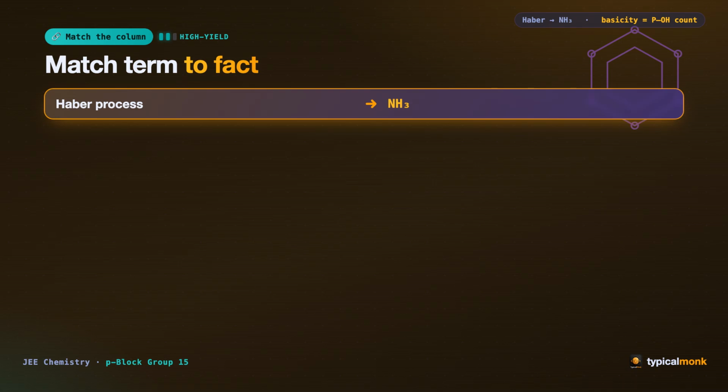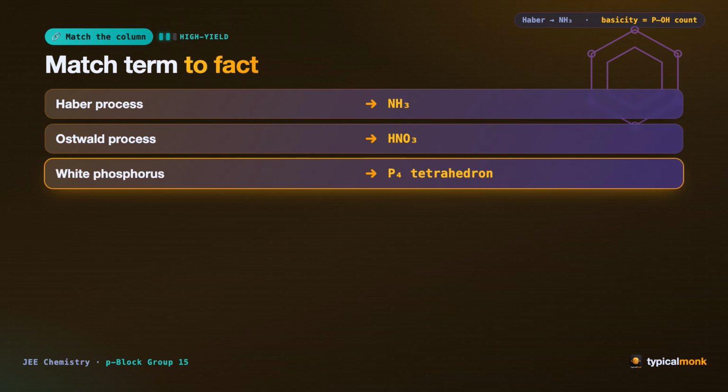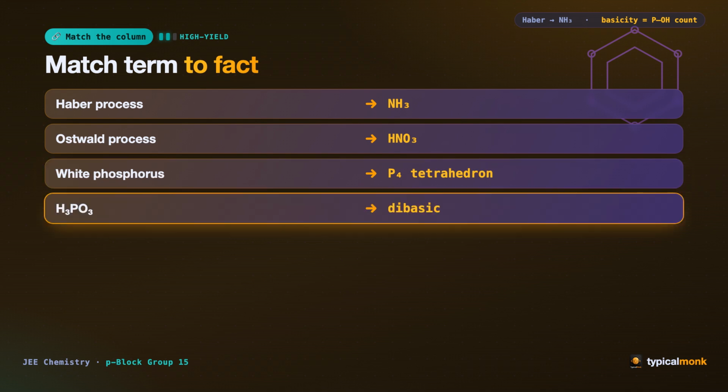Now match each term to its fact. The Haber process goes to ammonia. The Ostwald process goes to nitric acid. White phosphorus goes to the P4 tetrahedron. And phosphorus acid, H3PO3, goes to dibasic. 4 pairs, each worth committing to memory.